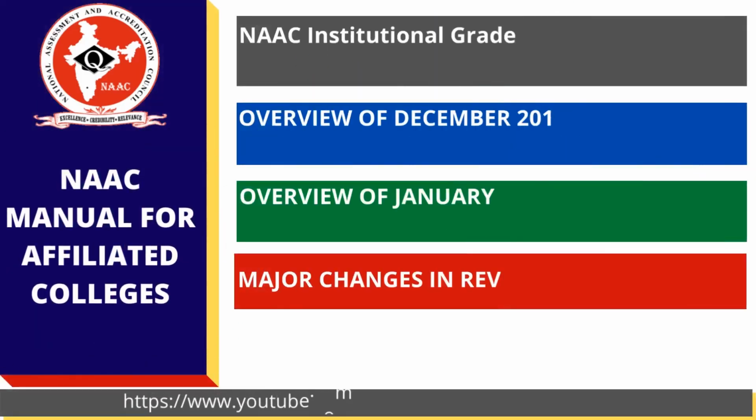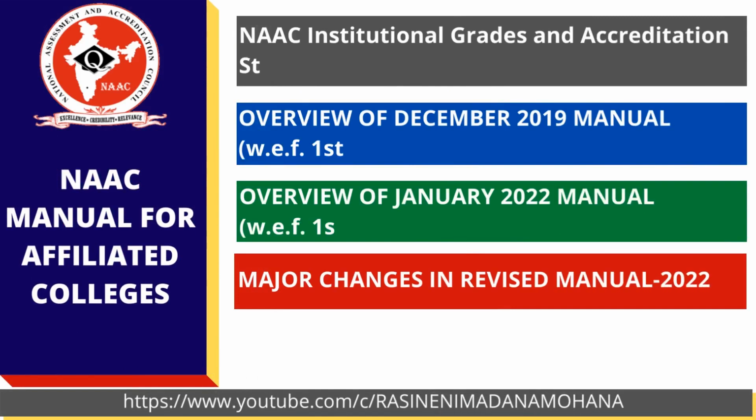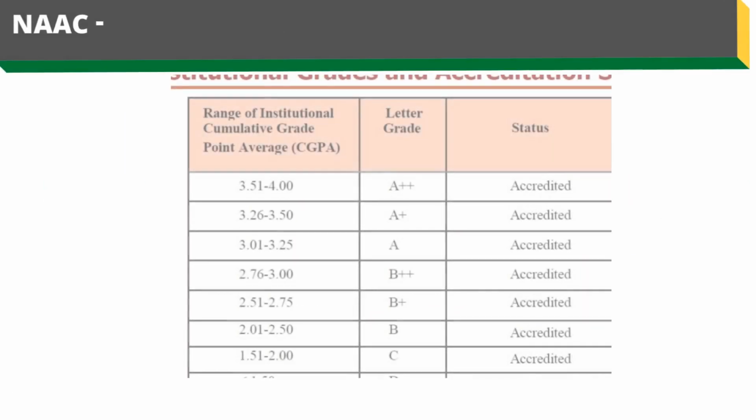Coming to the outline: first, NAAC institutional grades and accreditation status. Then an overview of the current available manual, that is December 2019, which is effective from 1st January 2020, and the revised manual, which was released in April 2022 and will be effective from 1st June 2022. Then what are the major changes in the revised manual. These are all the various topics we are going to cover in this video.